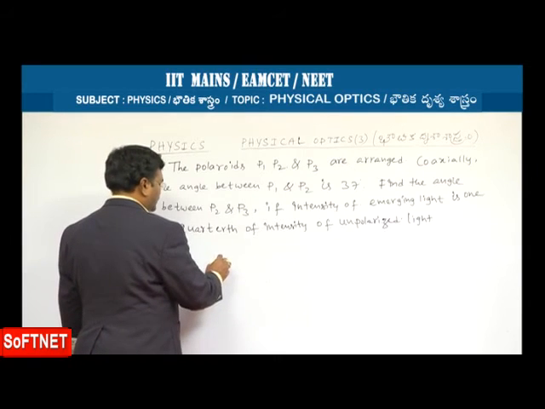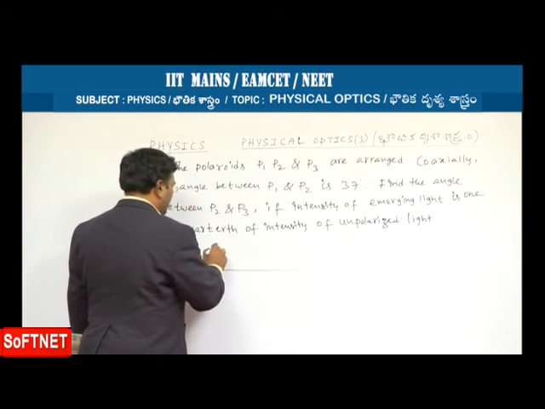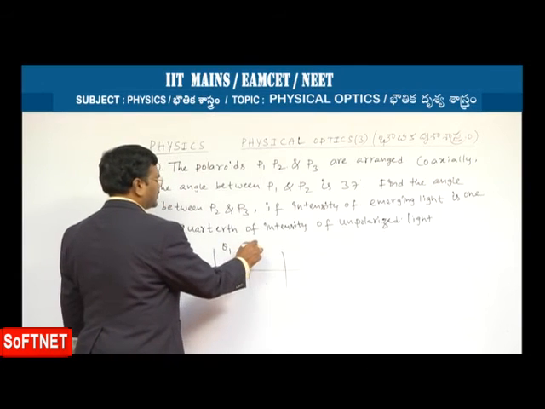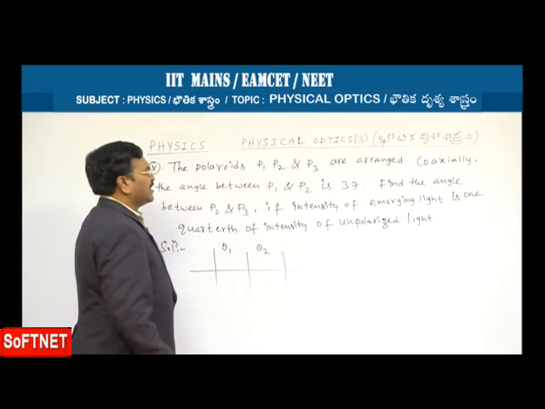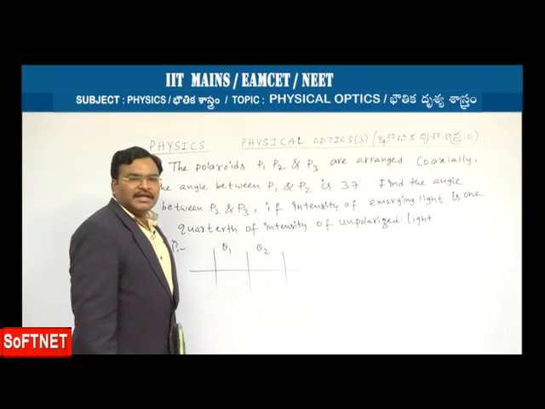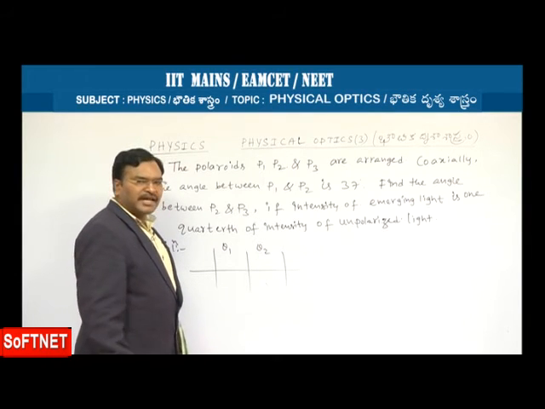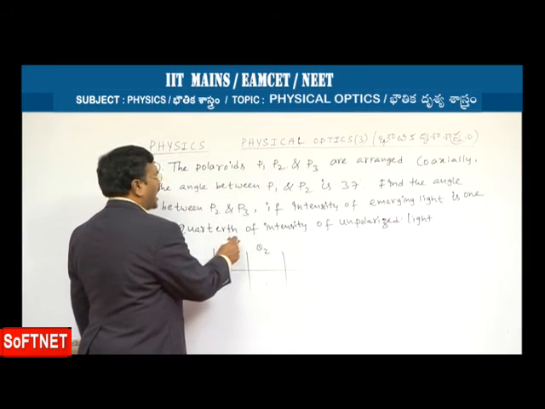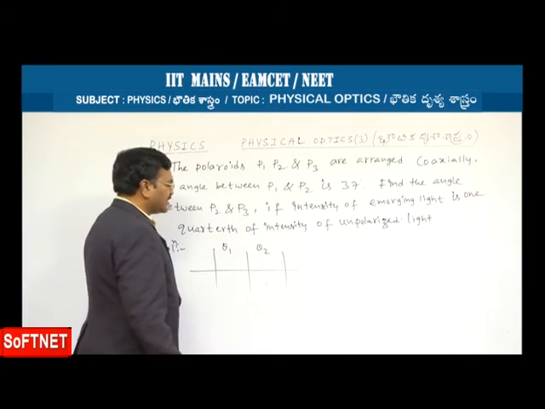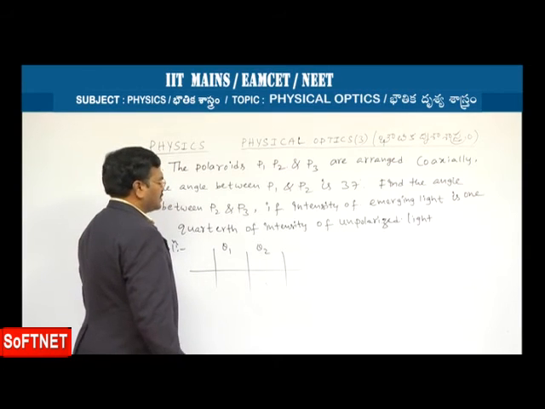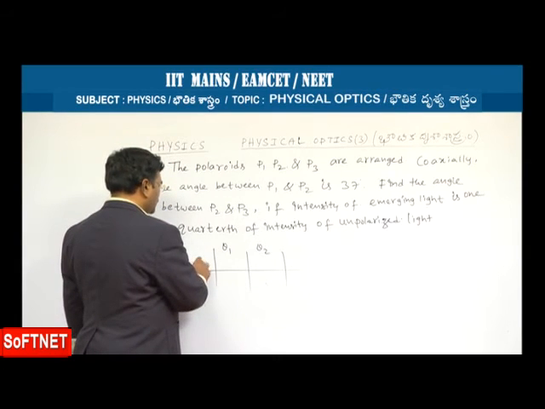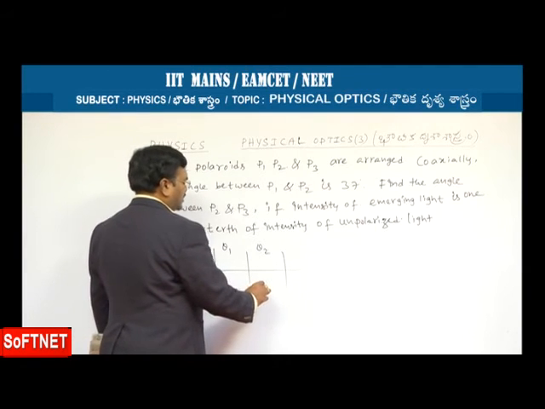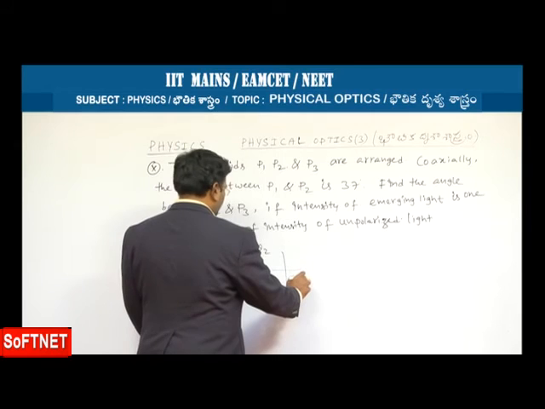Like this. So, let us draw a rough diagram: 1, 2, 3 like this. This is θ1 and this is θ2. In the examination there is no need to draw the diagram, you can directly solve. Here, the angle between P1 and P2 is how much? 37. So here what do we take now? I0. Here I1.